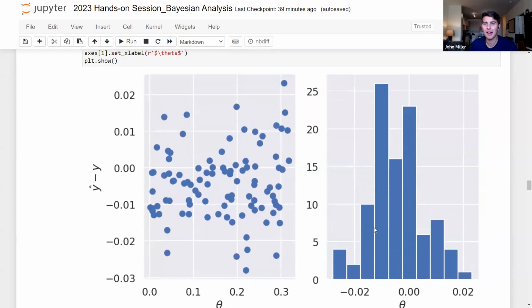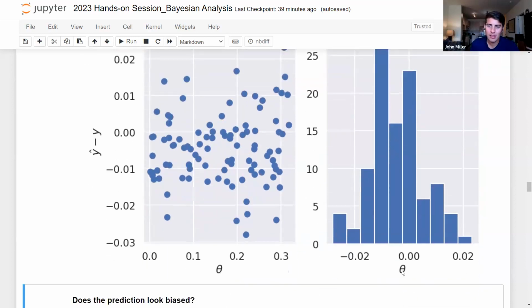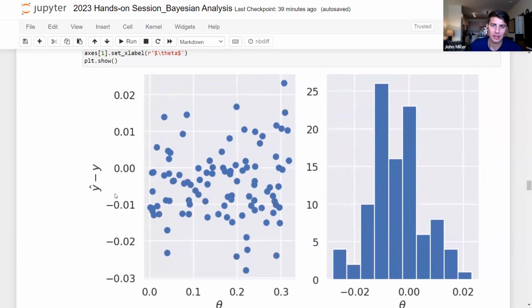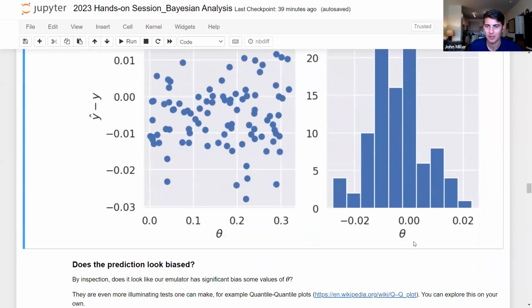On the histogram, yes, that is correct. That is a typo. I didn't notice that. This should be your distribution of residuals, and this should be y hat minus y right here.